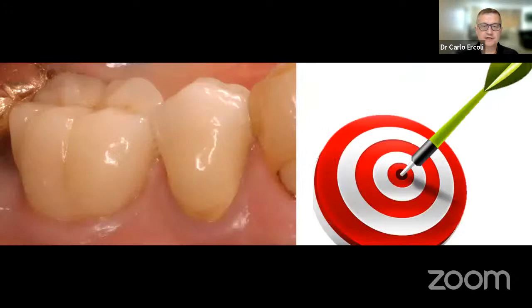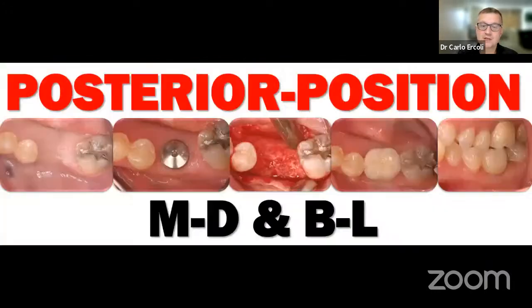So if we start with a simple restoration, like the posterior one you can see here, this lower right first molar. This is a crown supported by an implant, but the first observation is that it looks like a crown on a natural tooth. So we can say that we've done quite a good job. Of course, in the posterior area, you don't really need to be a rocket scientist in order to place an implant in the right position.